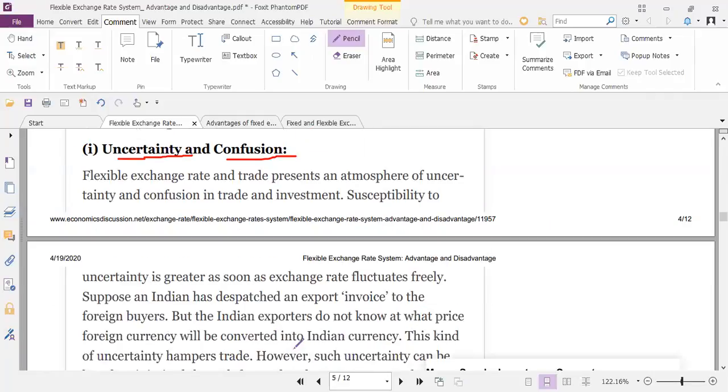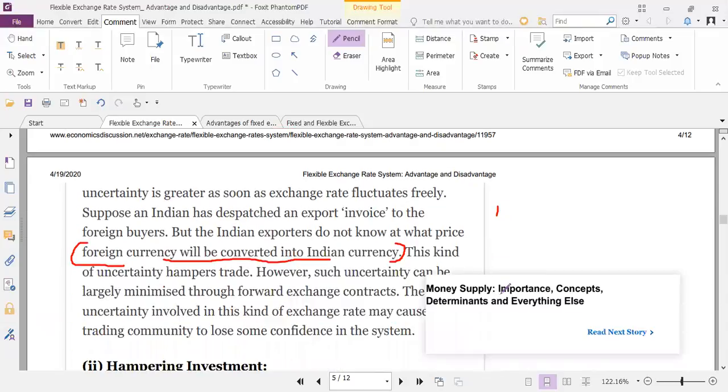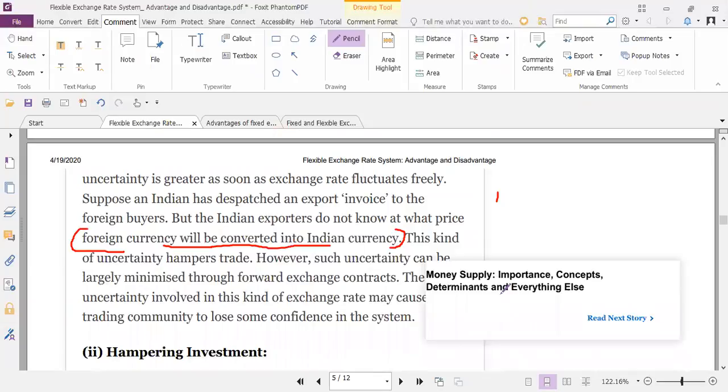Suppose an Indian exporter has dispatched an export invoice to the foreign buyers, but the Indian exporter does not know at what price the foreign currency will be converted into Indian currency. So there's always uncertainty, right? We never know how the currency or the exchange rate will change. It can change anytime. Nobody can predict it here. It is flexible, it will change very frequently, therefore uncertainty.